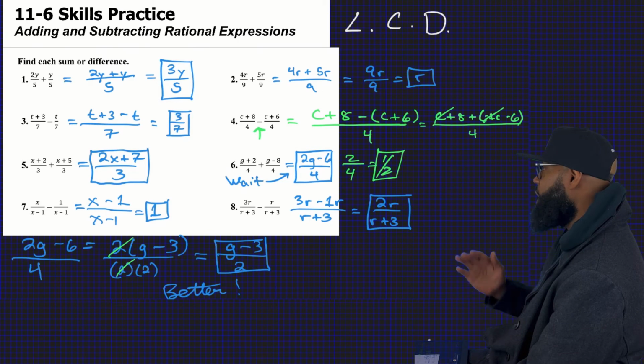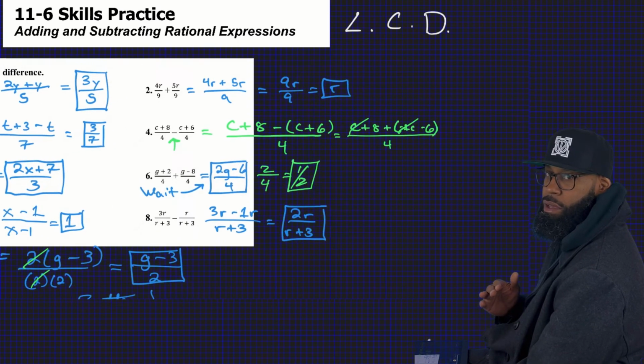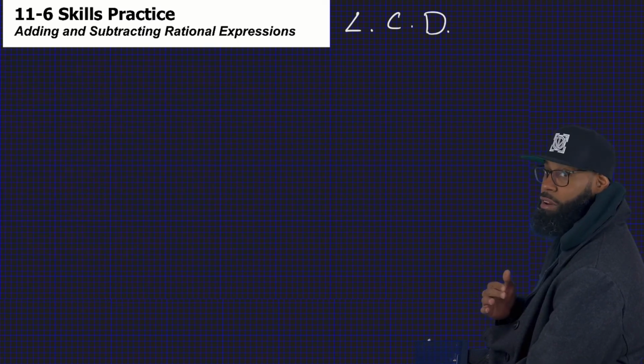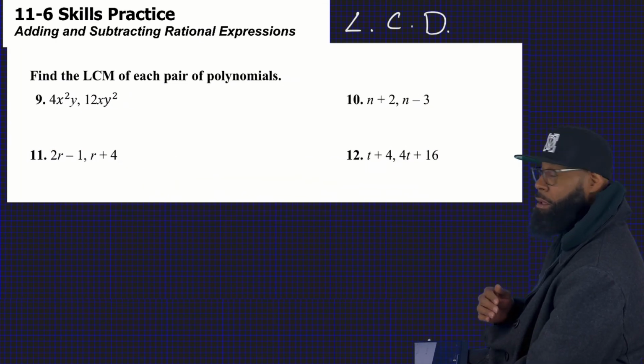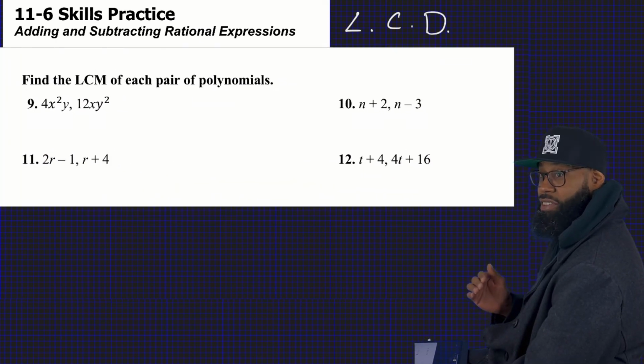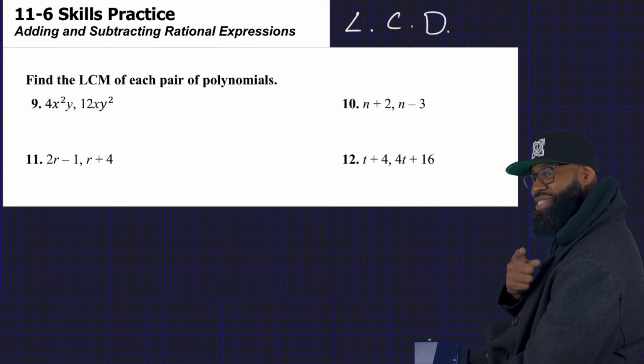So the first half, guys, all lovey-dovey, because they were all the same denominator. But it ain't no love in the heart of the city. But if you can get this, and you got that, then you deserve that, right?